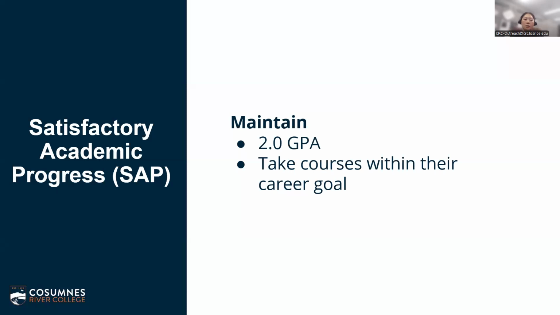All right. And then as a reminder, every grade that you earn at CRC will be part of your academic transcript forever. It is important that you pass all your courses and meet what we call satisfactory academic progress, or also known as SAP. Meeting SAP will ensure that you're eligible for future financial aid. So that means that you must maintain a 2.0 GPA and take courses within your career goal, right? So making sure that you take courses that are outlined in your education plan and not just taking random PE courses throughout the whole semester, right?